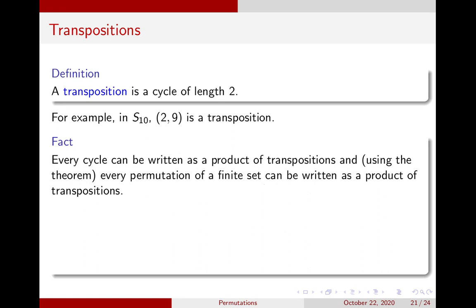Well, let's try a couple of examples. Before we do, though, one thing to notice is that this claim is that you can write a cycle as a product of transpositions, but they may not be disjoint. You may not be able to write a cycle as a product of disjoint transpositions.